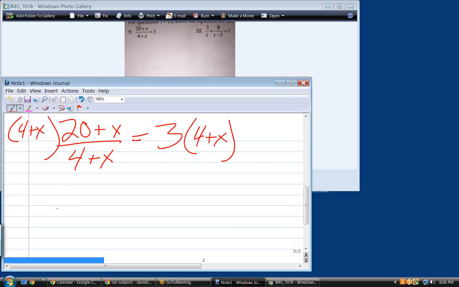What does that give you on the left? That gives you 80. No, this 4 plus x cancels with that 4 plus x. Oh, right. That's why we do it. In other words, it's always going to cancel. So we're just left with the numerator. Equals what? 12 plus 3x.